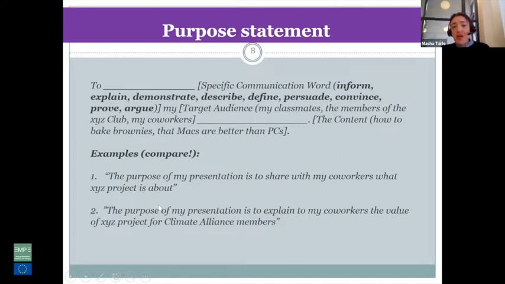Just a purpose to say, well, I just want to share with my workers what I'm doing. That's not a good purpose. What we need is something more, right? For example, I want to explain to my co-workers, my colleagues, the value of this project for our members, or the value of this project for their work, or the connection of this project to their work. So it needs to be something much more specific. The more specific your purpose statement, the better.